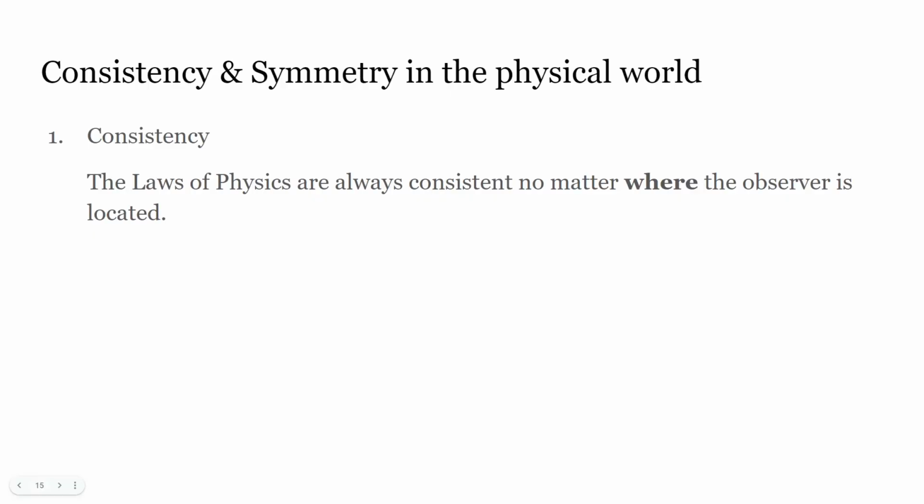So to talk about whether this is realistic, and to chip in from a not so complicated and more intuitive angle, let's first talk about two very important things of physics. That is consistency and symmetry. So what is consistency? Well, the consistency of physics is basically that the laws of physics are always consistent no matter where you are.